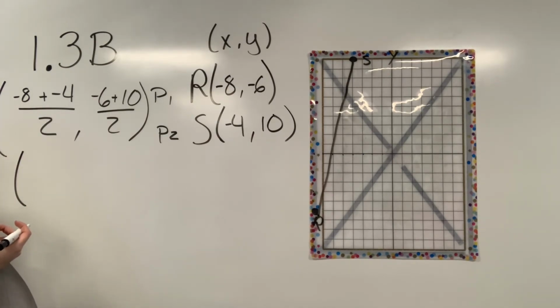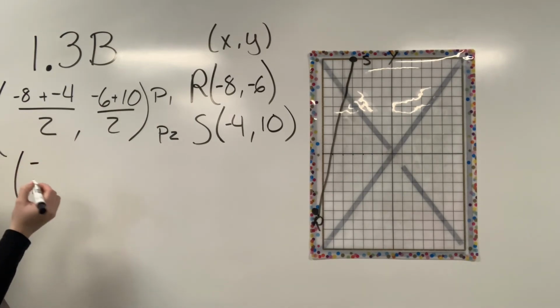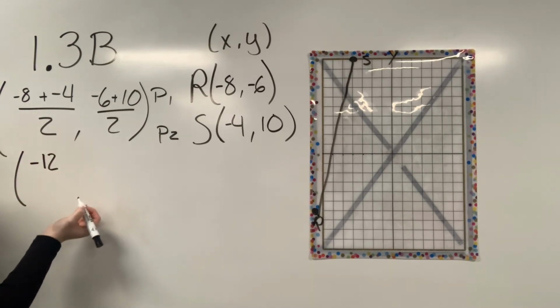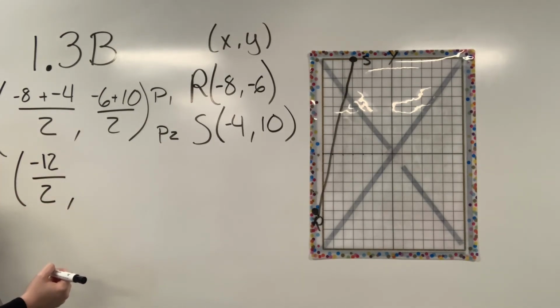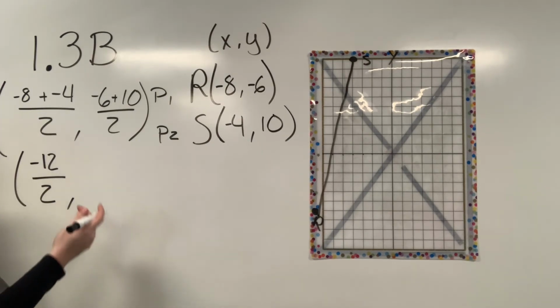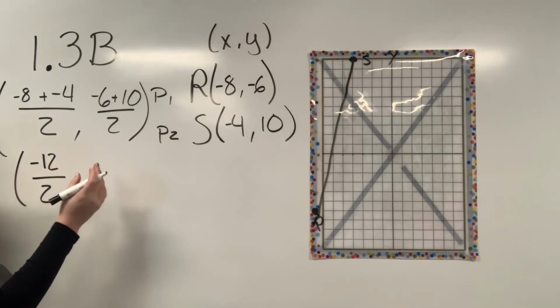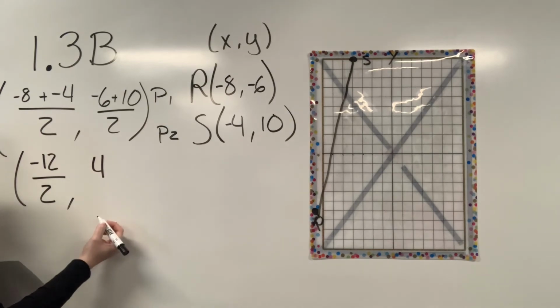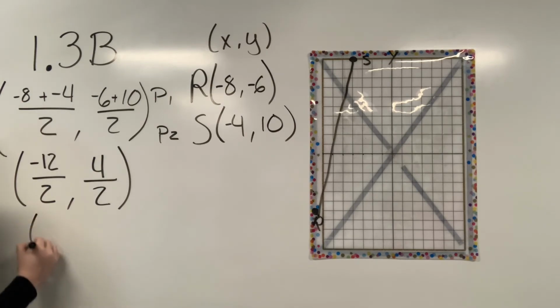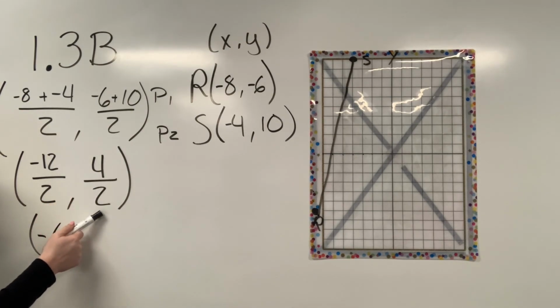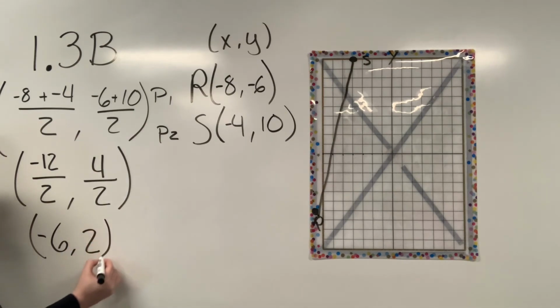-8 plus a -4 will keep your negative. 8 plus 4 is 12, so we have a -12. And we'll keep our divided by 2. Our -6 plus a +10, since the 10 is bigger, we will keep its sign, so our answer will be positive. 10 take away 6 will give you a +4 divided by 2. And now we just simplify. -12 divided by a +2 will give us a -6. And a +4 divided by a +2 will give us a +2.